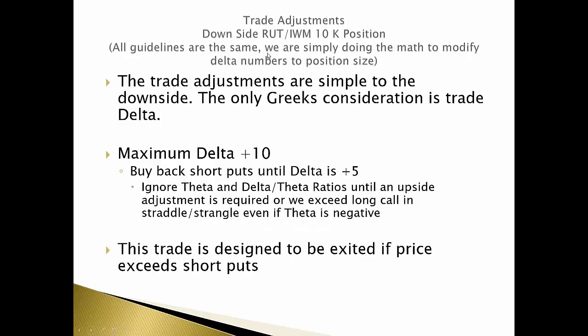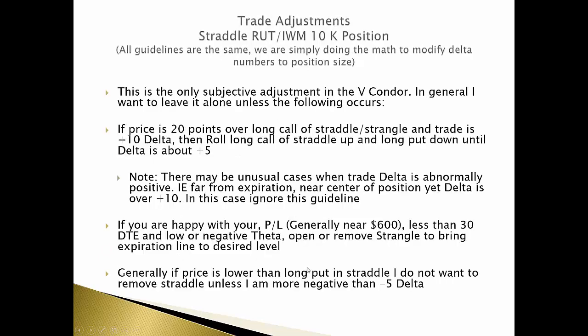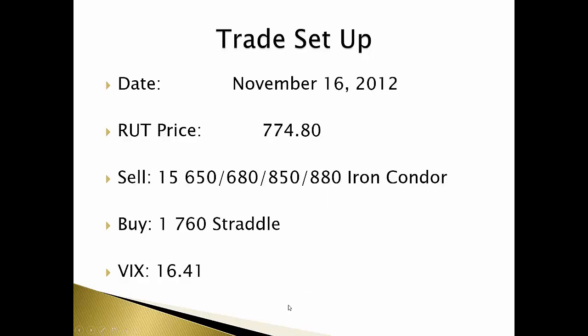If we go to trade adjustments for the IWM Russell position to the downside, again, everything's the same here, except we're doing the math to get our maximum positive delta to plus 10 instead of 50. And when we come back, we buy back the short puts until our delta is plus 5. Again, this trade is still designed to be exited if the price exceeds the short put. Like I said, this is the same as the other position with just different delta numbers. Same goes for the straddle. We're just using the delta numbers. You can read through this and work with those numbers.